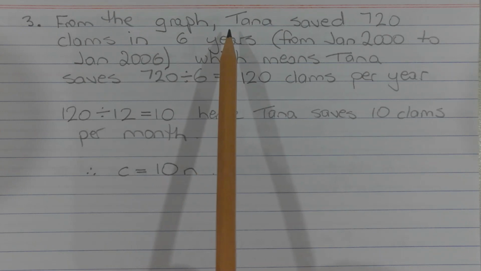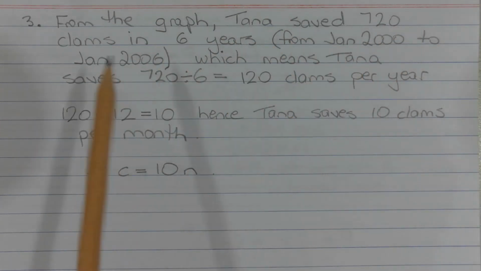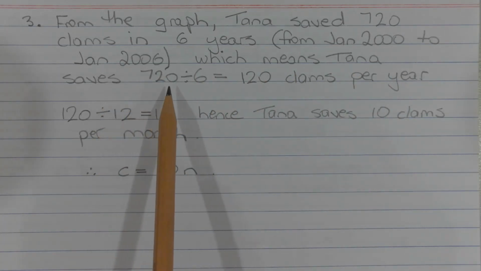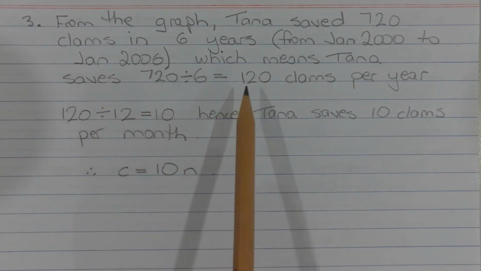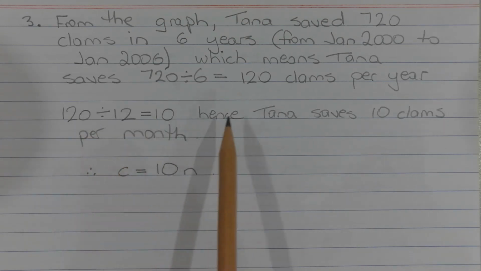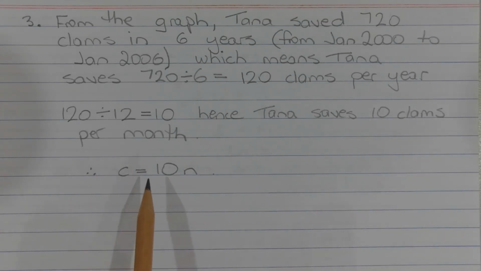So from the graph, Tana saved 720 clams in 6 years, from January 2000 to January 2006, which means Tana saves 720 divided by 6, which equals 120 clams per year. But we want the number of clams Tana saves per month. So 120 divided by 12 equals 10. Hence, Tana saves 10 clams per month. Therefore, the equation is C equals 10N.